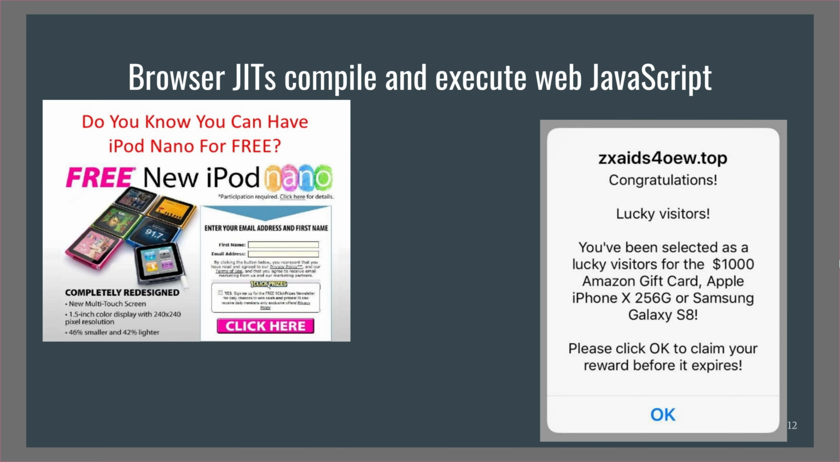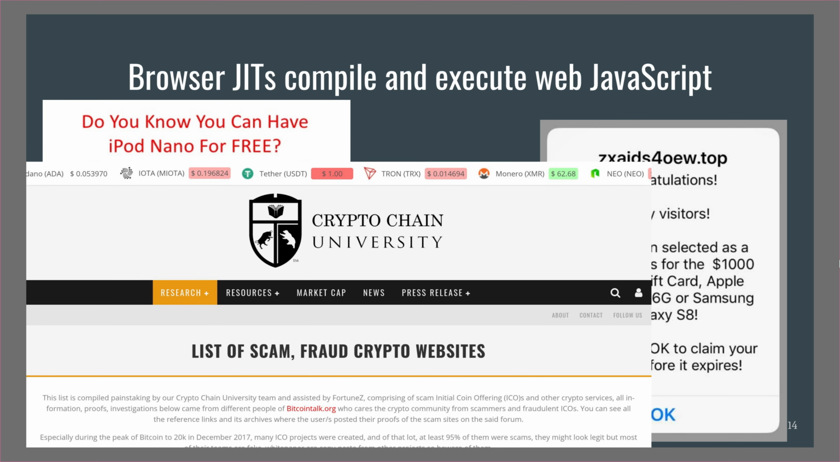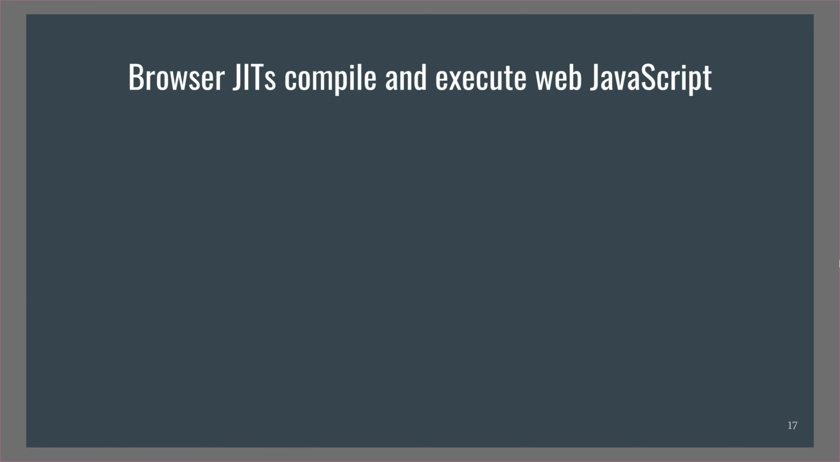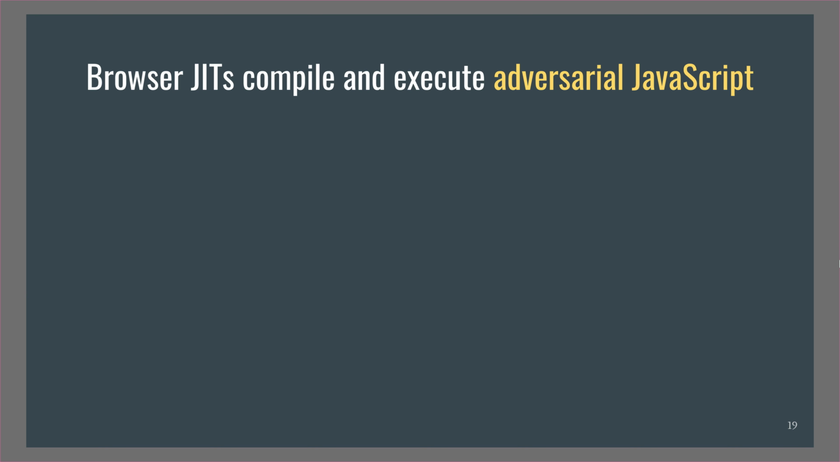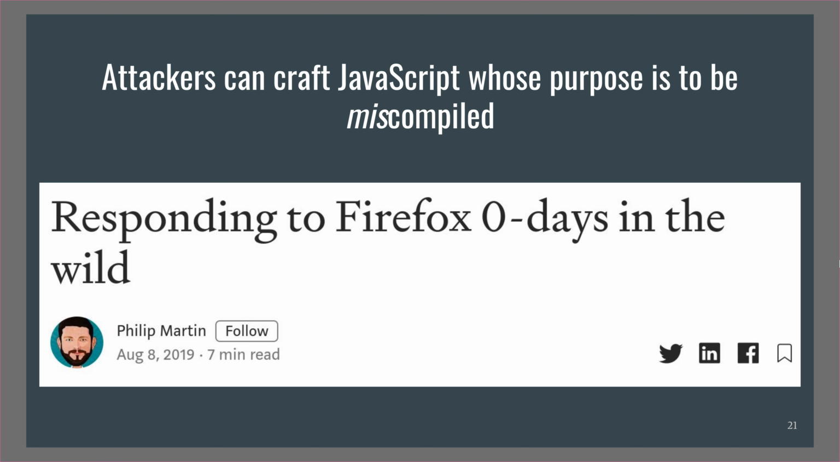Remember that the JIT has to compile any piece of JavaScript on the internet, any JavaScript, potentially adversarial JavaScript. So every compilation in the browser is security critical, because if the JIT has a bug in it, attackers can craft JavaScript whose whole purpose is to be miscompiled, and miscompiled in a way that lets attackers get remote code execution on victim machines. This actually happens too.